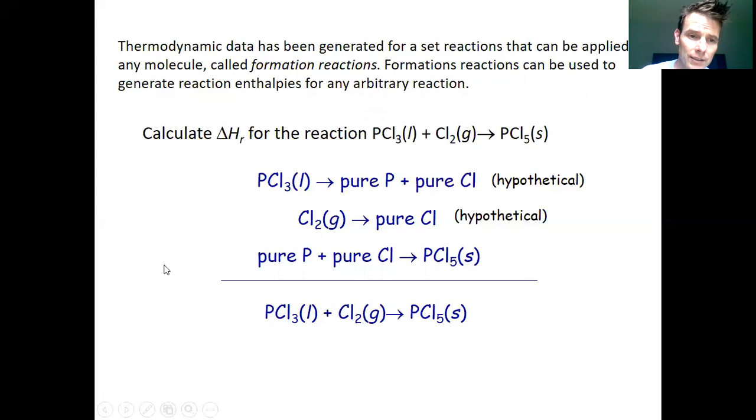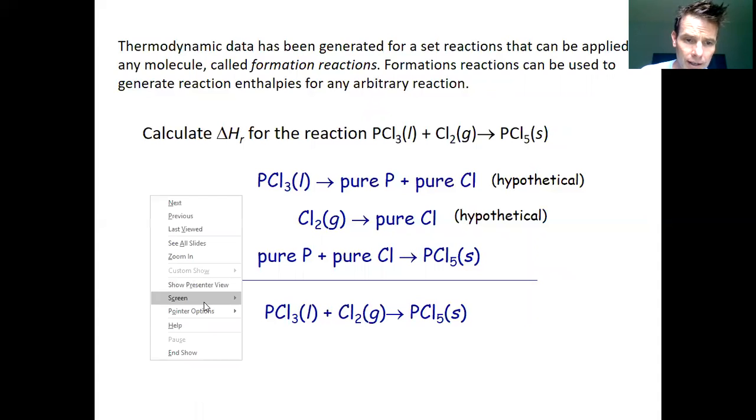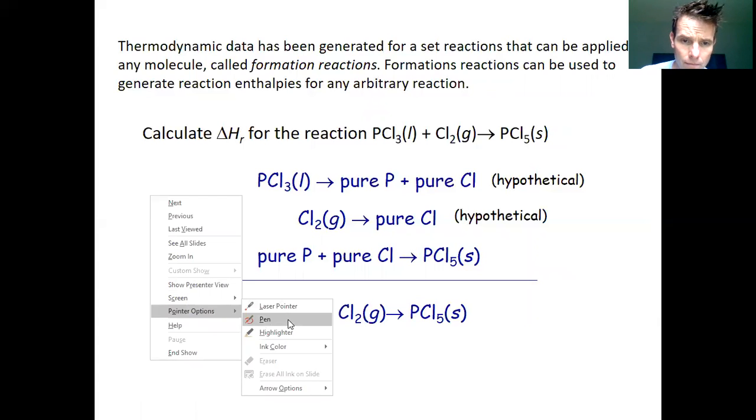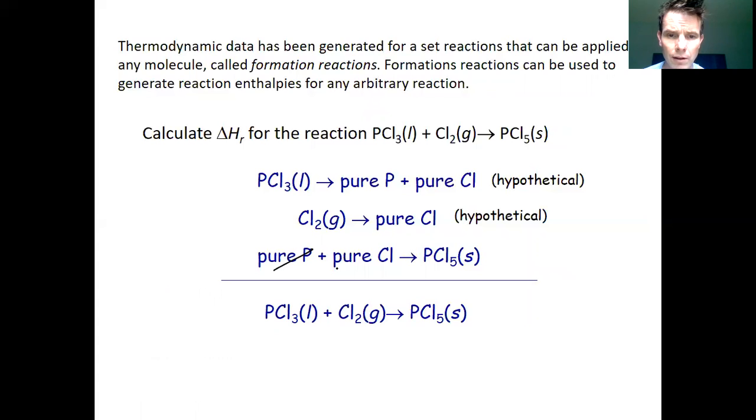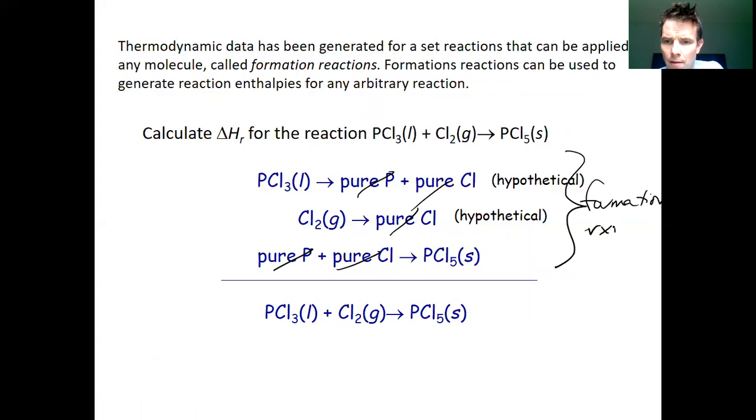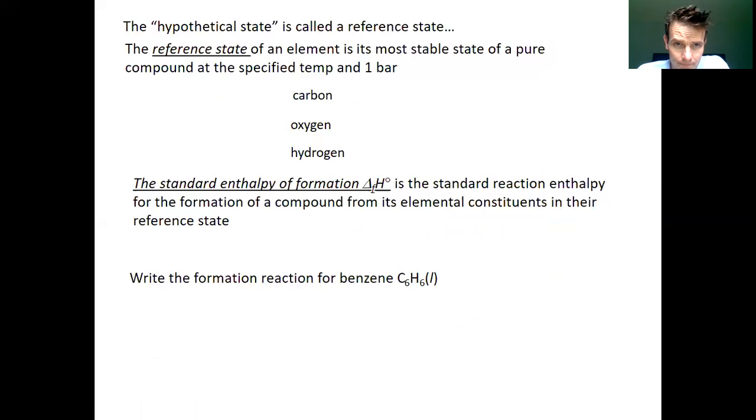And if I did all of this in the right amounts and with the right types of stuff, these would all cancel, right? And you'd be left with the overall reaction. These types of reactions are the formation reactions, right? So we're taking our molecule and we're breaking it up into some hypothetical construct, right? All right.